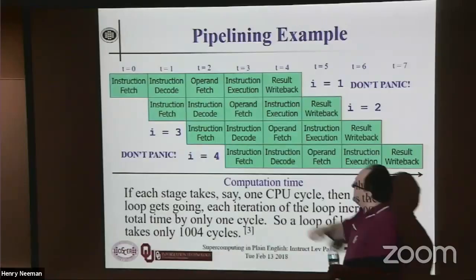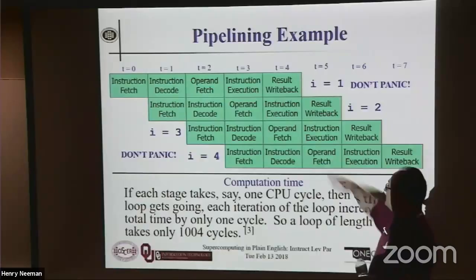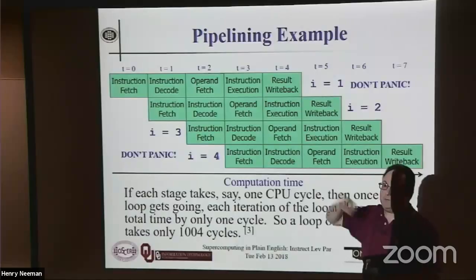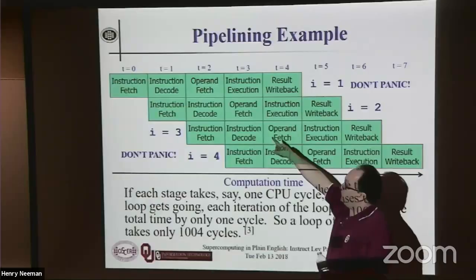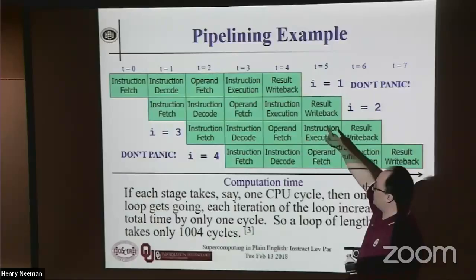Whatever the operation is that we're trying to do, whether it's an add or a load or whatever, there are stages that you have to go through to make that operation happen. Here's an example. This is a pipeline of depth 5. You fetch the instruction, you figure out what it means, you fetch the operand, or in this case, the operands, you execute the instruction, and you send the result back to wherever it's supposed to go.